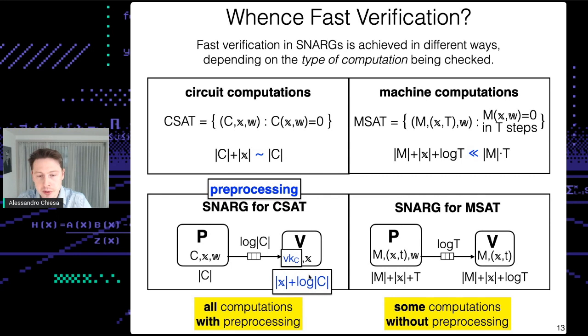The main point I want you to take away from this is that these are two incomparable approaches. You can either achieve sublinear verification for some computations, mostly machine computations, without pre-processing, or you can achieve sublinear verification for all computations, including ones that are random looking, but you must use pre-processing in that case. These are the two main paradigms for sublinear verification, and both have actually been deployed in practice.